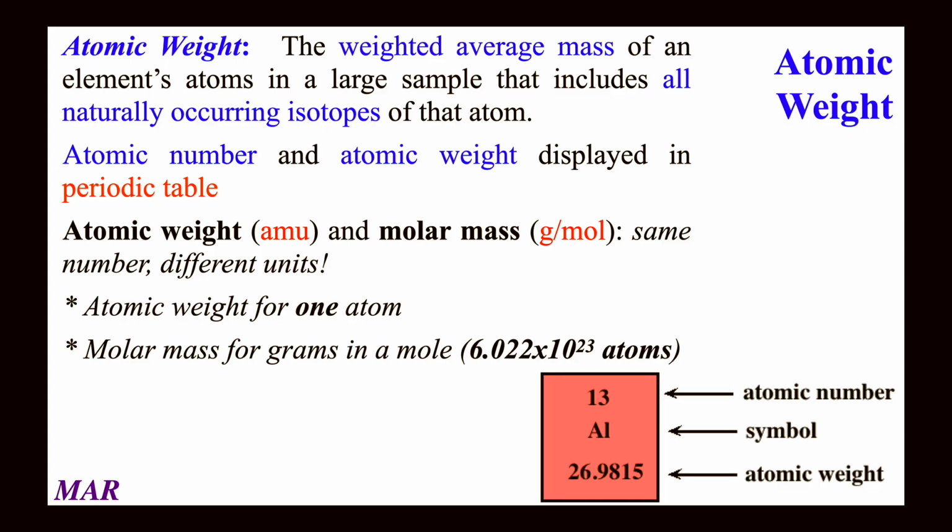How many grams are in a mole of aluminum? If you have 26.9815 grams of aluminum, you've got a mole of aluminum, and a mole of anything is 6.022 times 10 to the 23rd. But it also does represent the AMU, the average atomic mass units of the average aluminum atom. And so both have their use. The molar mass is by far more useful, so we'll use that a lot more than the other one.